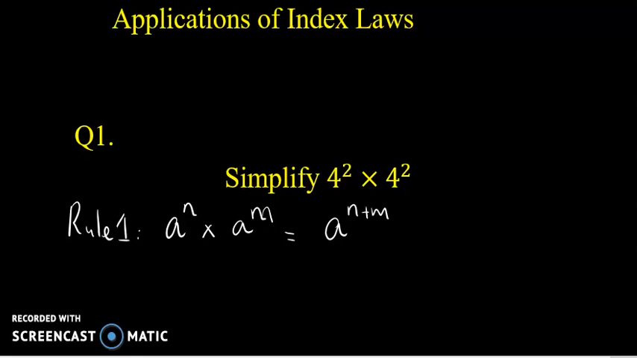So to simplify this is simply 4 to power 2 plus 2, which is equal to 4 to power 4. We simplify. So to simplify is to make it simple. You cannot go further than 4 to power 4. So that is end of the story right there. Let's go to question number 2.